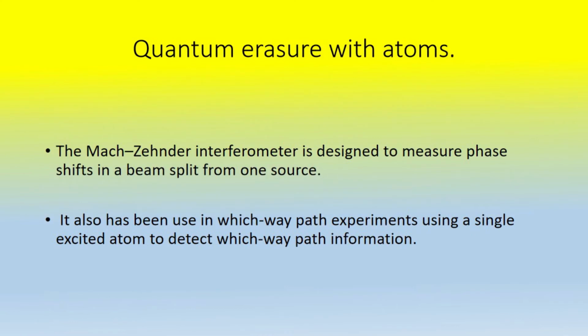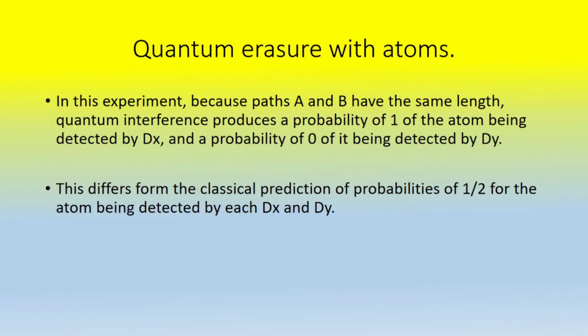The Mach-Zehnder interferometer is designed to measure phase shifts in a beam split from one source. It also has been used in which-way path experiments, using a single excited atom to detect which-way path information. In this experiment, because path A and path B have the same length, quantum interference produces a probability of 1 of the atom being detected at detector X and a probability of 0 of it being detected at detector Y.